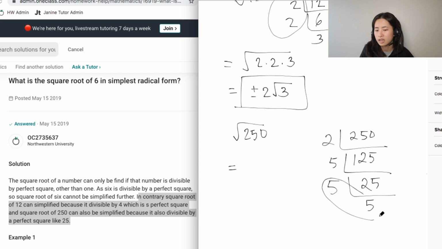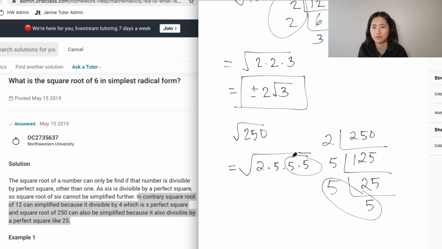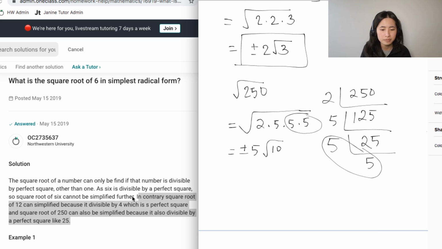So as you can see, you can write square root of 250 in terms of square root of 2 times 5 times 5 times 5. So there are three 5s within that square root. You can group these. Square root of 25 is going to be 5. So you have 5 outside, which is plus or minus 5, and whatever's left inside is going to be 2 times 5, which is 10. Therefore, it's going to be the square root of 10. So square root of 250 can be written as plus or minus 5 square root of 10. So that's going to be your final answer.